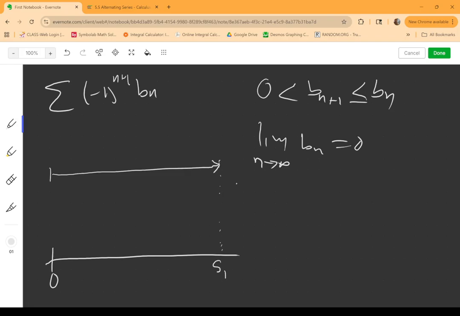Well, when I add B2, it's alternating, so the next one is negative, but also less than the value of the previous term. So the second partial sum cancels out some of it, but not necessarily all of it. Maybe, because this inequality does hold, but we'll just say here, for our purposes, that it doesn't. But it does go towards 0 again.